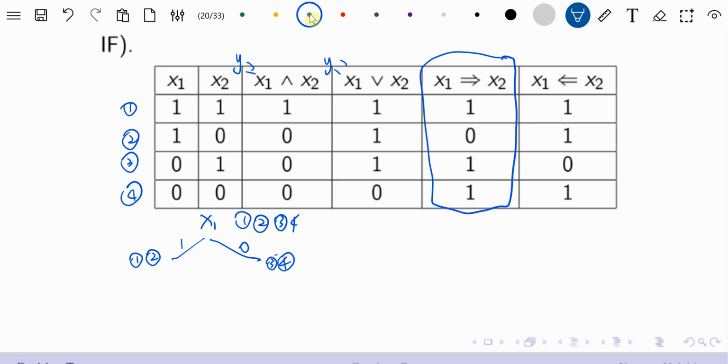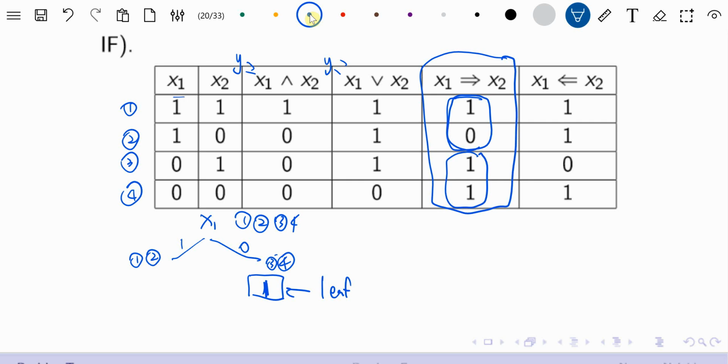If it's 1 and 2, look at these labels. One of them is 1, the other one is 0, so we need to further split this. And here, both of them are 1, so you can put a leaf here, labeled 1. So basically, when x1 is 0, I automatically label y is 1, which is true here. And then we need to split this.